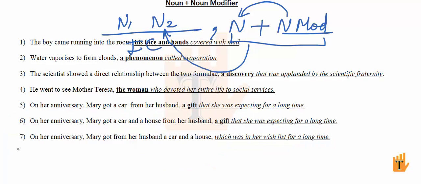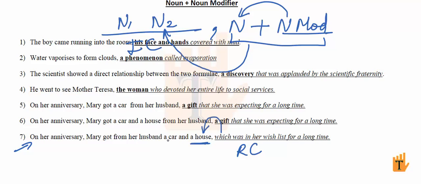As you can see in the next sentence, on her anniversary, Mary got from her husband a car and a house, which was in her wish list for a long time. Now we have changed noun plus noun modifier to a simple modifier, which is a relative clause here. So this relative clause is used for a house. So a house was in her wish list.